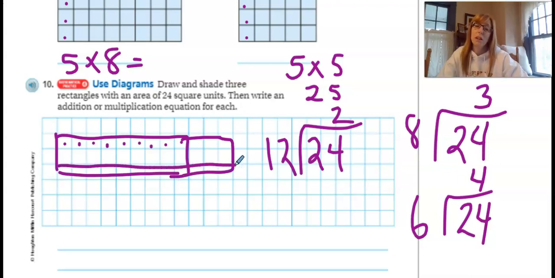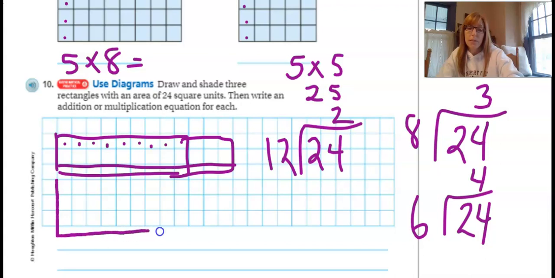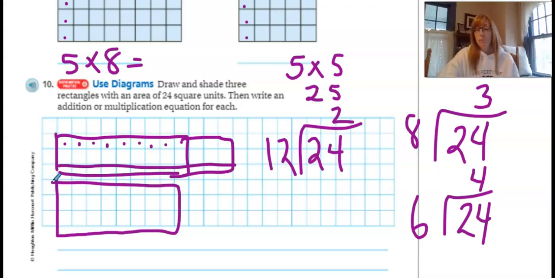Drawing this with my finger, sorry. You guys have a pencil. So hopefully you have something that looks like this. Then you would have one that goes down 3, 1, 2, 3, and over 8, 1, 2, 3, 4, 5, 6, 7, 8, up the 3 and over. So then you would have 6 times 4.